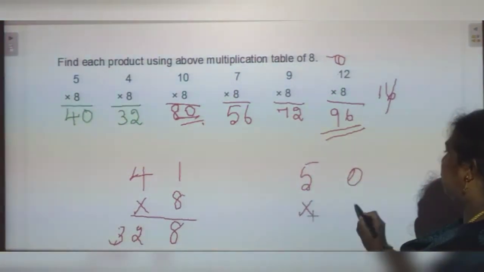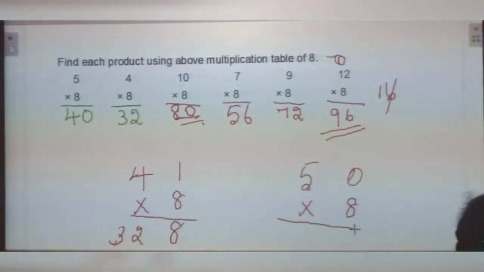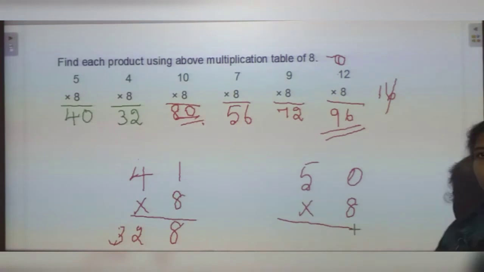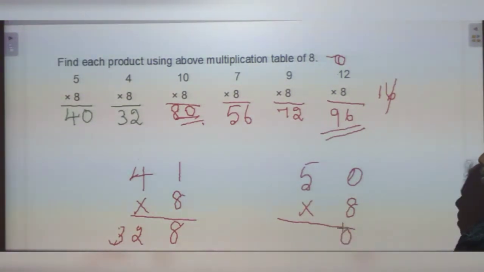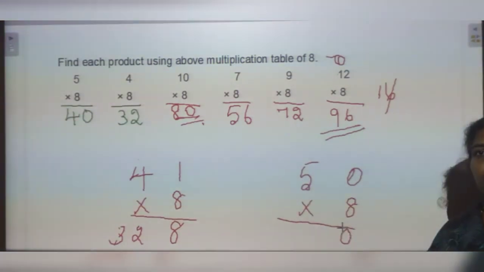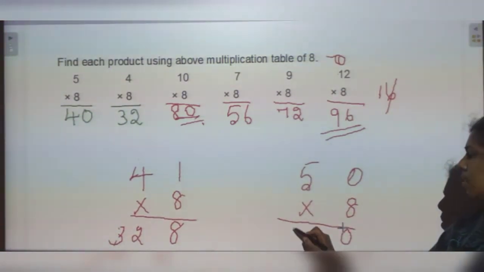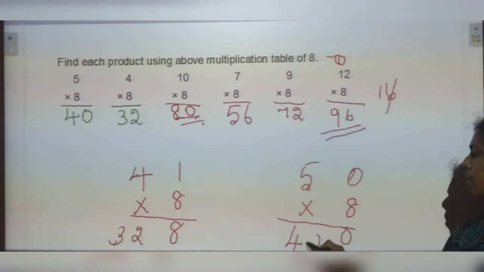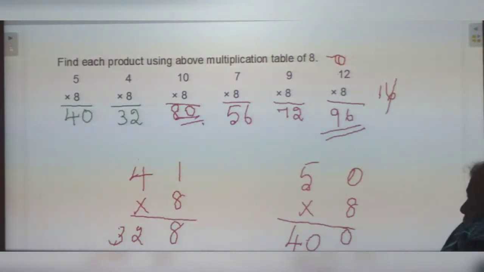For example, 50 into 8. Multiply. 8 0. 8 times 0 is any number multiplied by 0. What is the answer? 0 only, right? Yes. 8 zeros are 0. 8 5s are how much? 40, right? 8 5s are 40. Right. That is the answer. We understand? Yes.